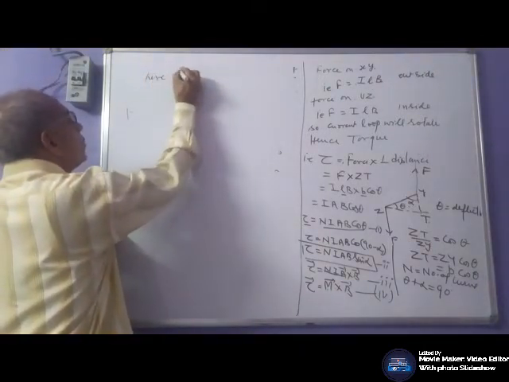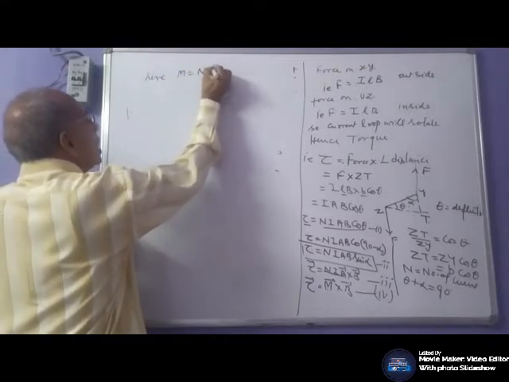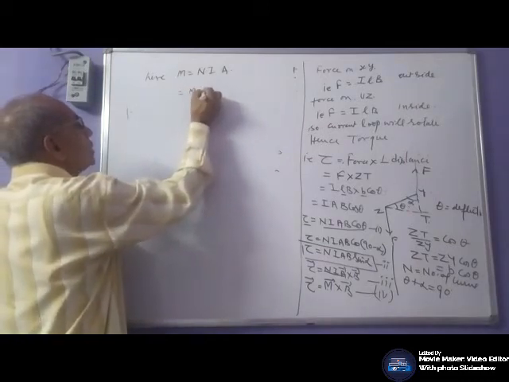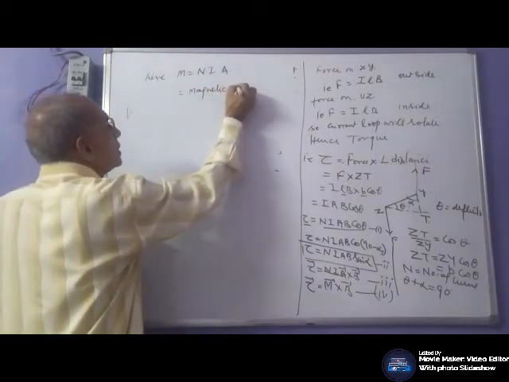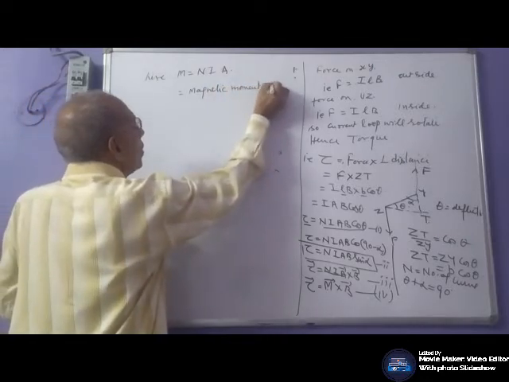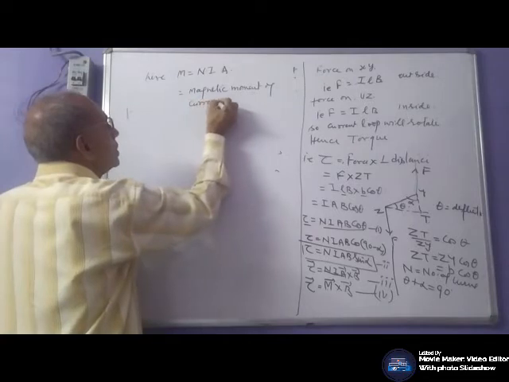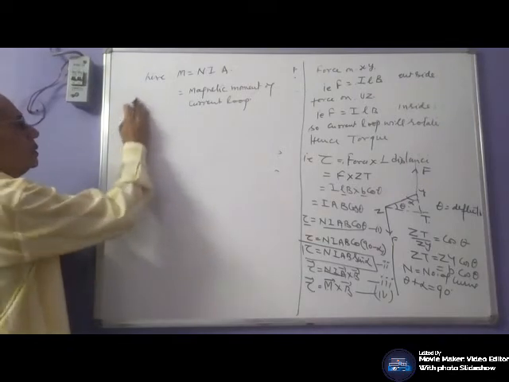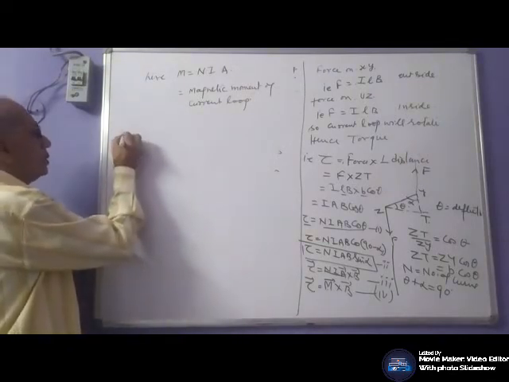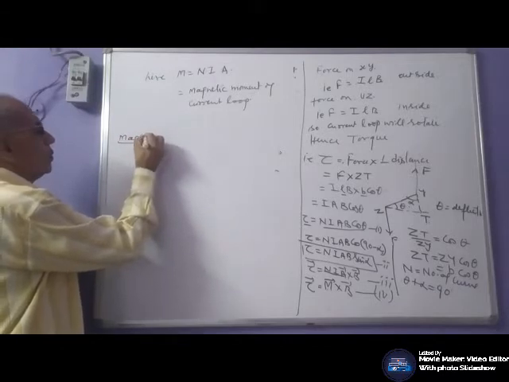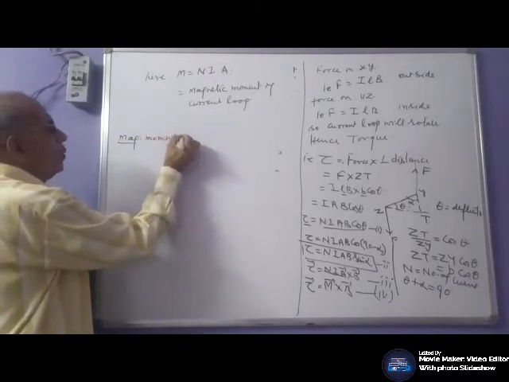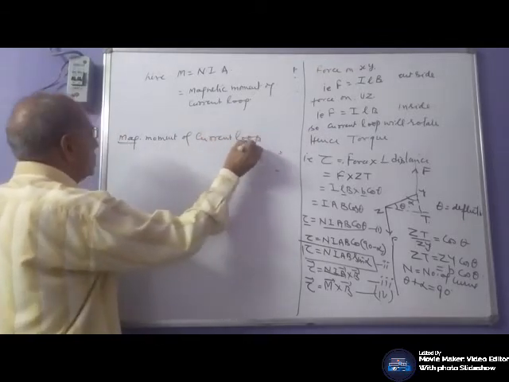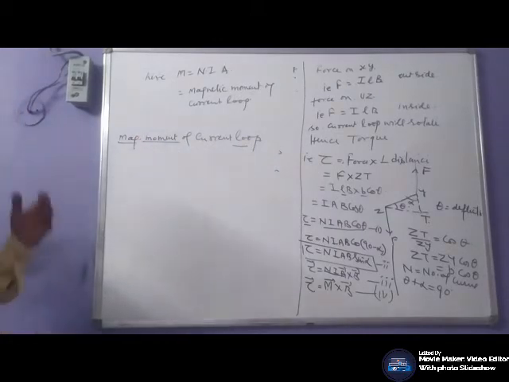Here M is N I A, it is the magnetic moment of the current loop. What is this magnetic moment of the current loop? We will read it later on.